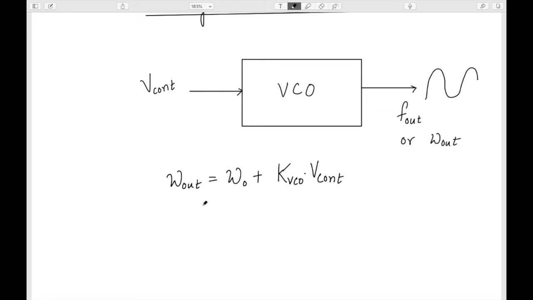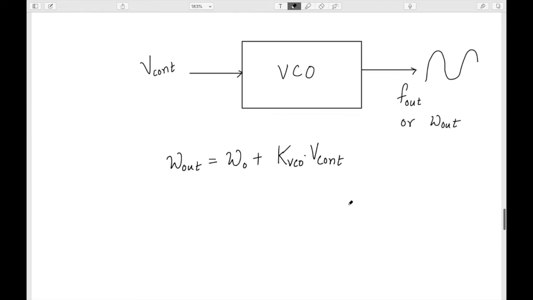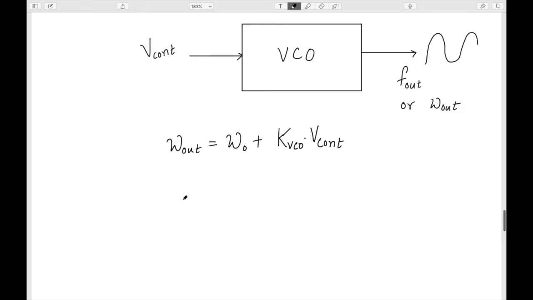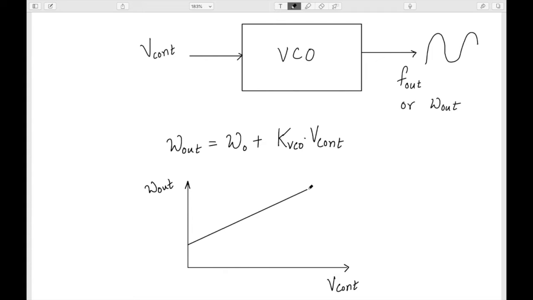This is the equation of the VCO: the output frequency that it is generating is equal to some constant frequency omega naught plus this KVCO times the control voltage that I am applying. If I try to draw the graph of this equation, it's a very simple linear equation, and it looks something like this. My x-axis is the input, the control voltage Vcont, and my y-axis is the output frequency. When my control voltage is 0, it starts with omega naught.